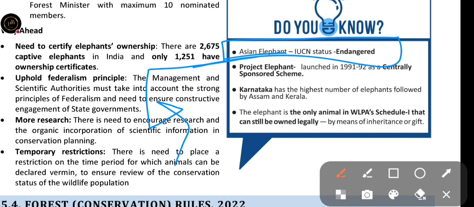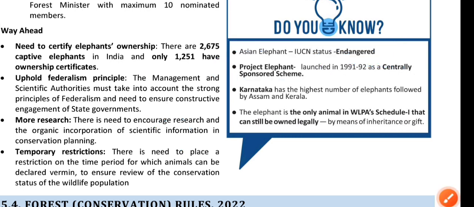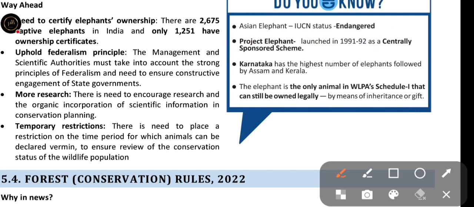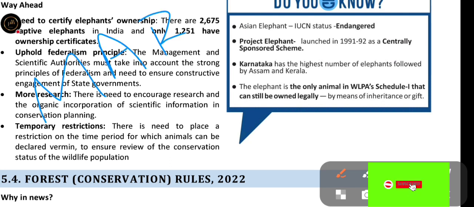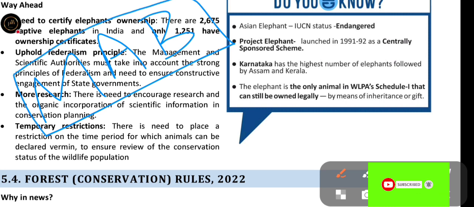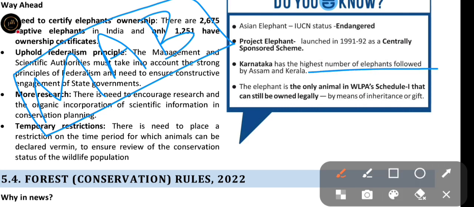Okay, and Project Elephant was launched in 1991-92 as a centrally sponsored scheme, and this Project Elephant was launched in 1992 under the Man and Biosphere program. So you should remember this. Okay, Man and Biosphere program for the Project Elephant. And Karnataka has the highest number of elephants, followed by Assam and Kerala.